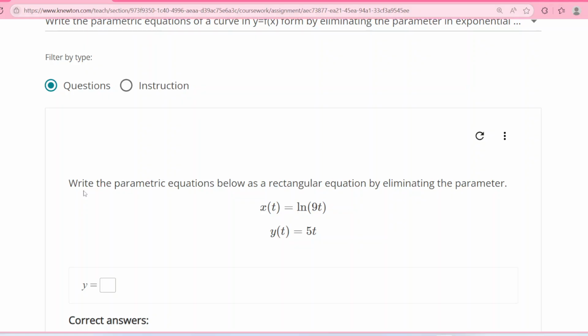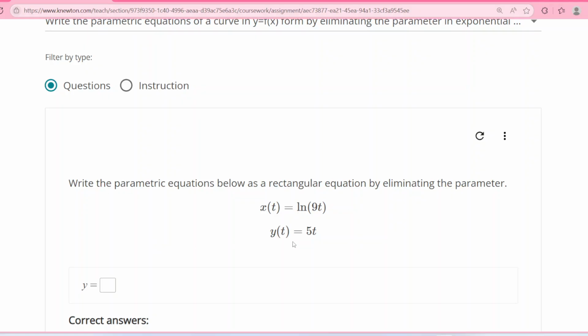So here we're asked to write the parametric equations below as a rectangular equation. That's an equation involving just x and y, not the parameter t, by eliminating the parameter. Rewriting it as an equation for the curve with just x and y without the parameter t.